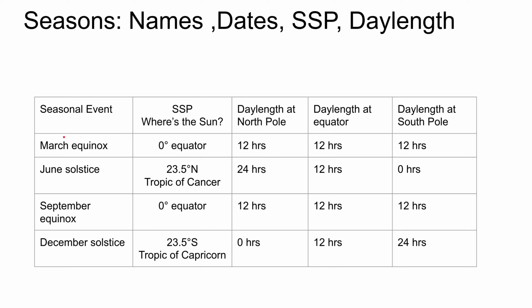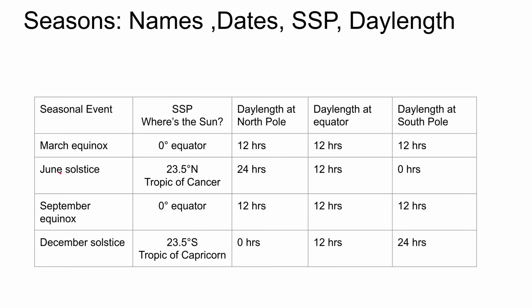For example, the March equinox. Where's the subsolar point? It's at the equator. And what's day length at these different latitudes? Well, on the equinoxes, the sun is at the equator and everyone has an equal amount of day and night. So the March equinox, that's coming up. The subsolar point will be at the equator. Everybody will have 12 hours of daylight.